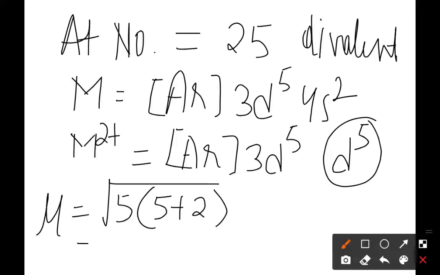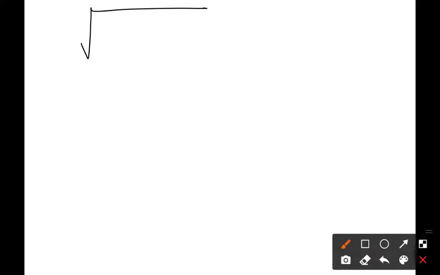Now when you solve this, you will get the answer as 5.92 BM. Okay, I hope this is clear to you. So first we will calculate the number of unpaired electrons and then we will substitute in the formula and we will get the answer. Now one thing that you will observe is that whatever the number of electrons, suppose as in this case, the number of electrons was 5.